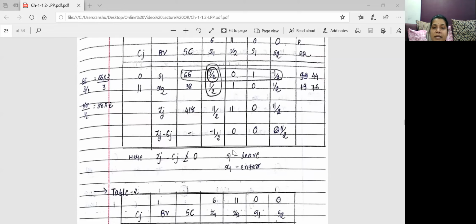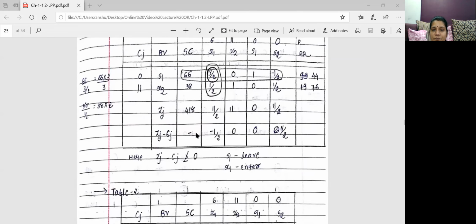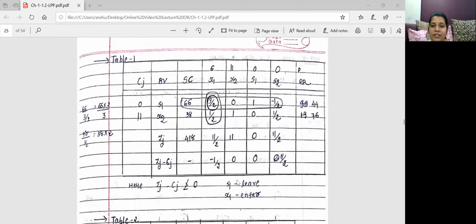Then we find ZJ minus CJ. So this is our ZJ equation, ZJ values, and all these values are CJ. First we write the dash. 11 by 2 minus 6, minus 1 by 2. 11 minus 11, 0. 0 minus 0, 0. 11 by 2 minus 0, 11 by 2. Again ZJ minus CJ is not greater than or equal to 0 because one value is negative. So in this table we enter one variable and leave one variable. The same process repeats here.